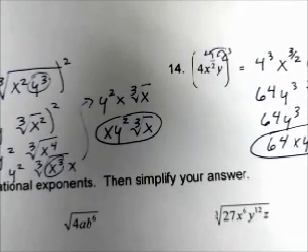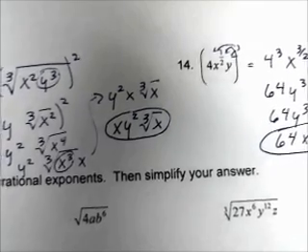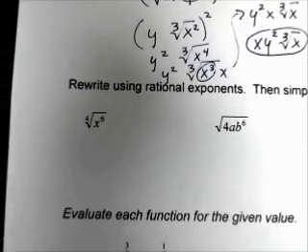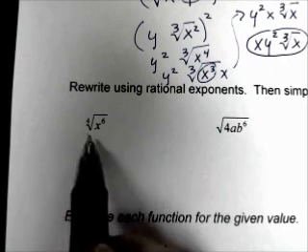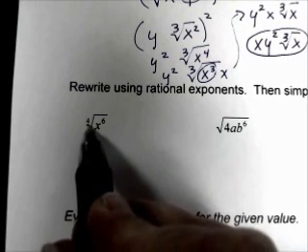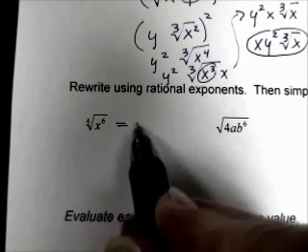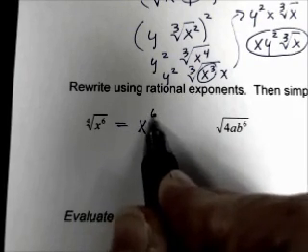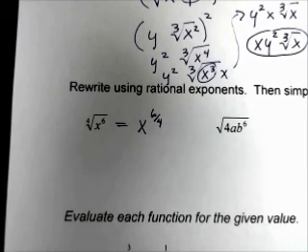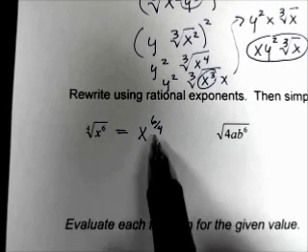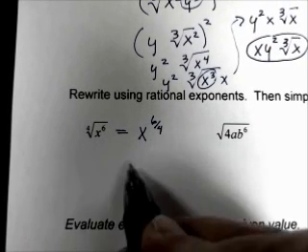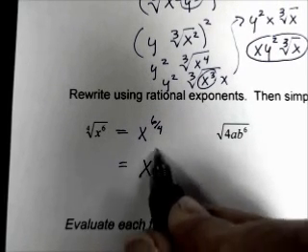Next, we want to rewrite using rational exponents and simplify your answer. So writing using rational exponents, this is the root, so that's the denominator. So this would be equivalent to x to the 6/4. And let's just reduce. 6/4 reduces to 3/2. So this would be x to the 3/2.